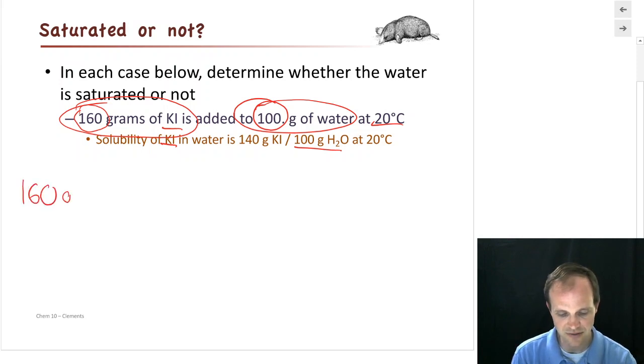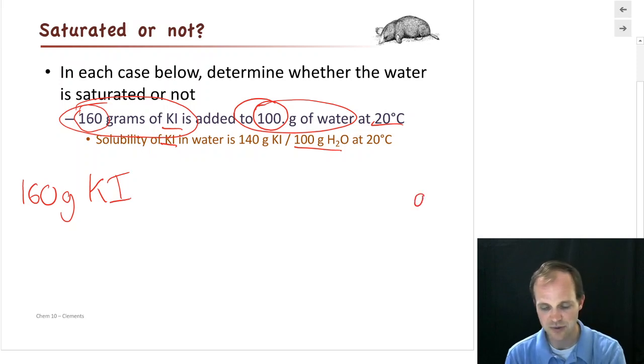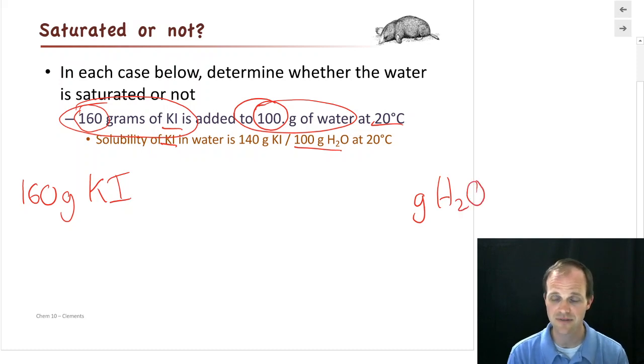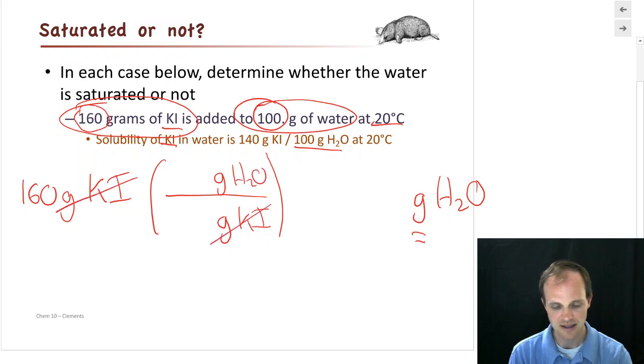We've got 160 grams of potassium iodide. And what we're trying to find out then is how much water do we need in order to dissolve that much potassium iodide? So we're going to look for grams of water. We're going to set up our conversion, and just like every other conversion we've done in this class, we cancel out the unit we don't want, and we put the unit that we do want. This guy cancels, we get the unit we want.